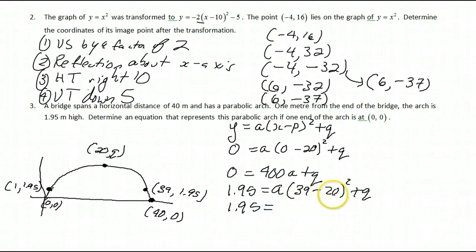1.95 is, okay, we have 19 squared. And so I'm just digging out a calculator here. 19 times 19 equals 361. Okay, so 39 minus 20 is 19 squared. 361a plus q. I now have two equations. Call this equation 1, equation 2. They both have a q in them, just a q, right? So that means that I can subtract one from the other. So we'll take equation 1, and from it, we will subtract equation 2. Okay, let's see what we get.